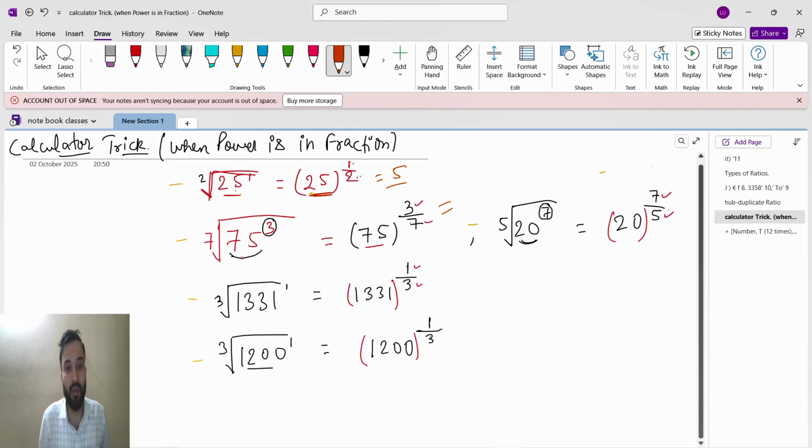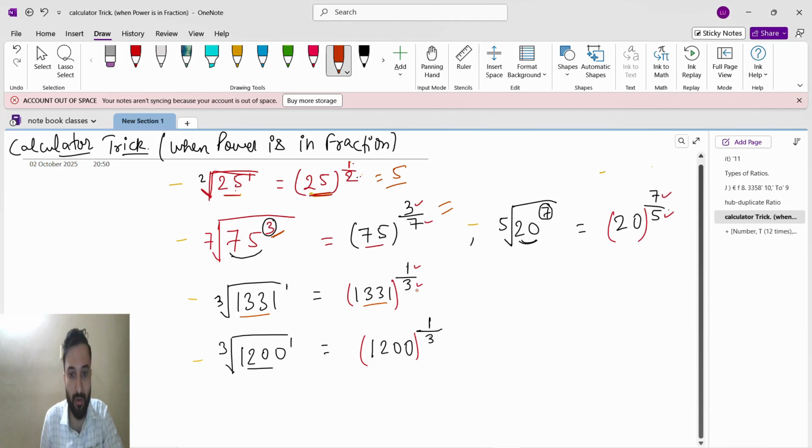So whatever number is given, we will write the number, then the power on the number. In the power we have to write the numerator and denominator. The numerator is whatever the power of the number is. Like here the power is 3, so the numerator will be 3. Here the power is 1, numerator is 1. Here the power is 1, numerator is 1. Here the power of the number is 7, so the numerator is 7. So in the numerator we write the power of the number, and in the denominator we write which root it is. Here it is the 7th root, so the denominator is 7.